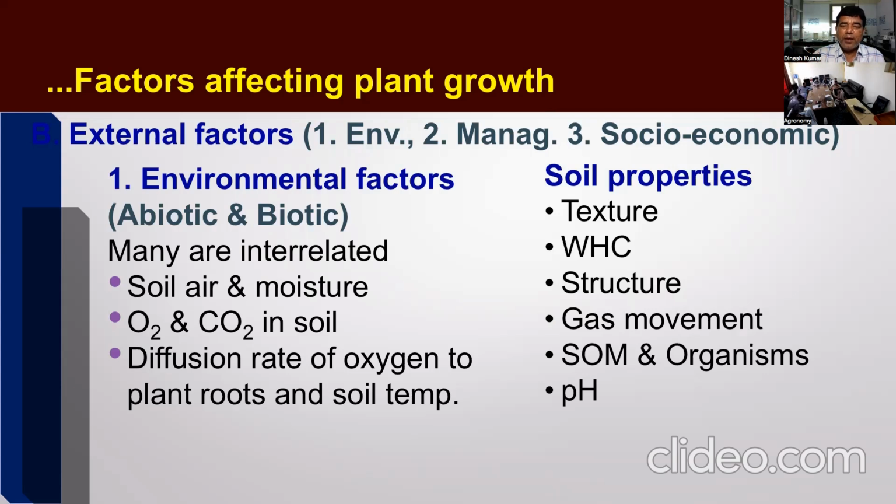Similarly, pH also affects the growth of organisms in the soil. pH can also affect plant growth directly. So you can see many factors are interrelated. You cannot separate them. So this is how interaction of factors happens in soil, particularly water, air, and temperature, which are related. Particularly soil structure and texture are related to the water holding capacity of the soil and gas movement in the soil.